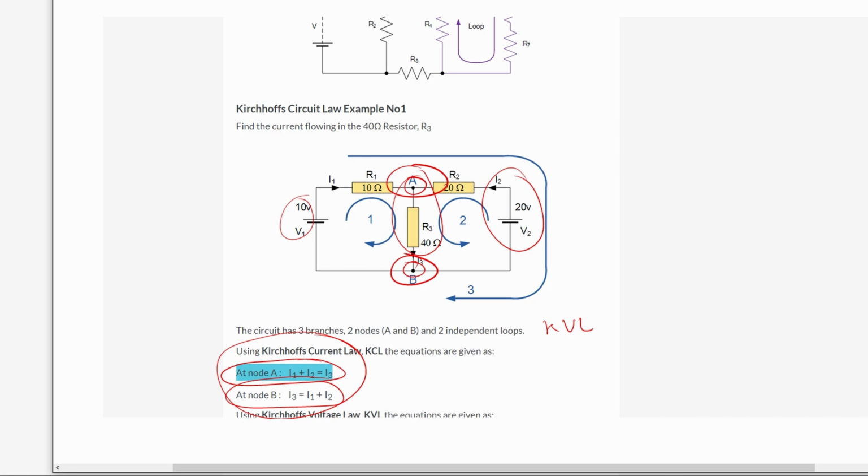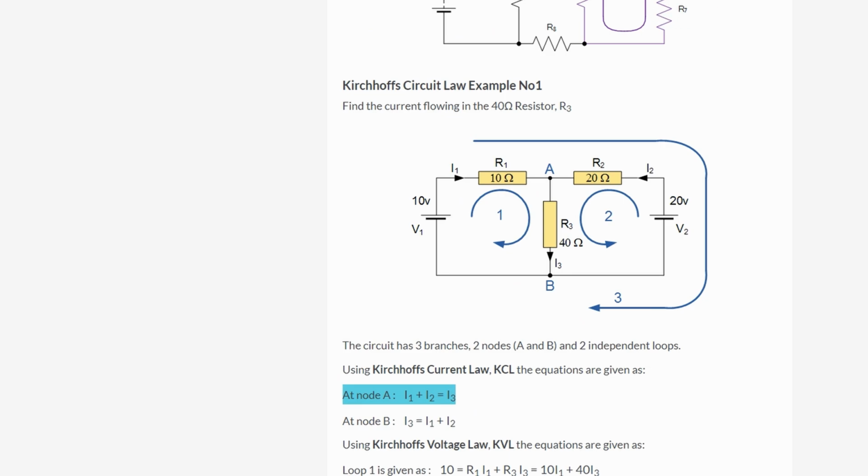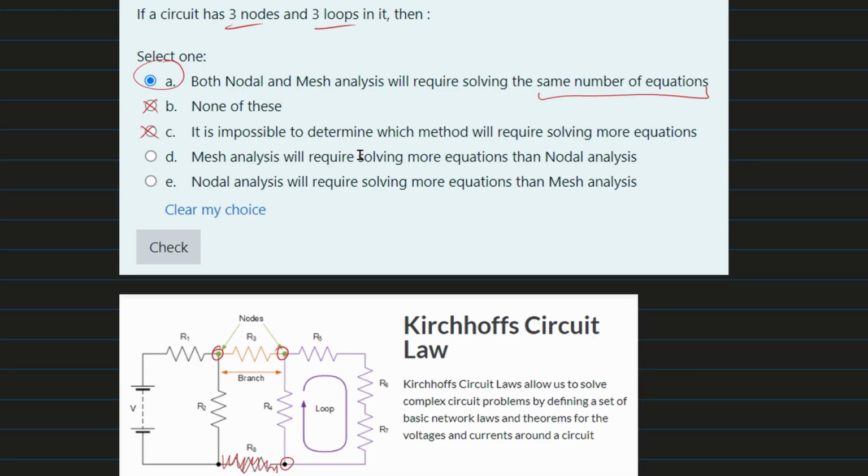So knowing that, we can go back to our question, and we can see that clearly both nodal and mesh analysis require solving the same number of equations. It's not asking us which one is faster. There might be one that's faster, but regarding the same number of equations, they're both going to be the exact same.